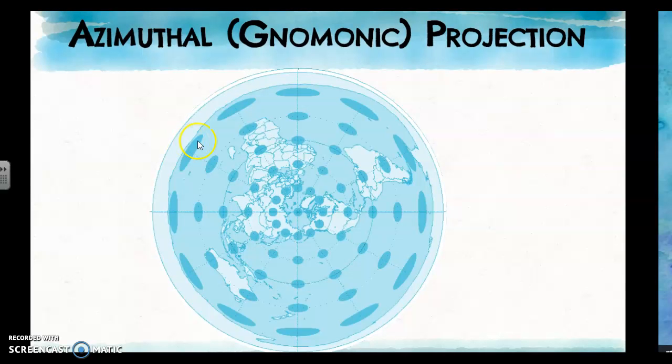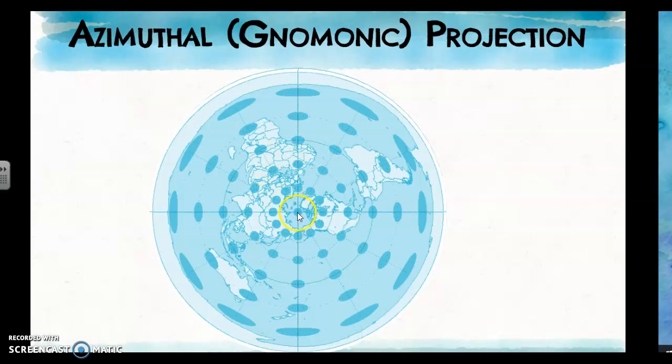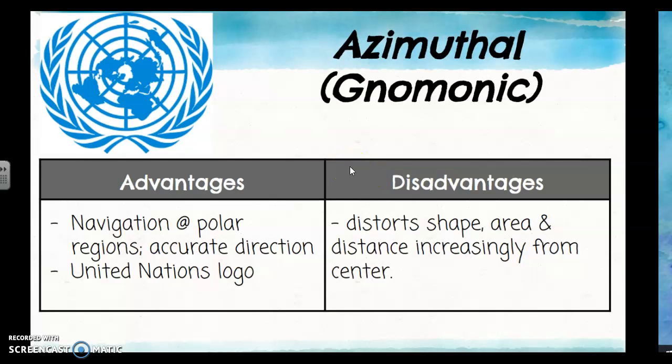So it does show accurate direction in these polar regions, but check it out. It's almost like you're standing on top of the world and you're kind of looking down at it. And so shape, area, all of this gets massively distorted as we move away from the central pole here in the center. So you may not even be able to recognize the continent of Africa or North America or South America here. But like I said, even though it may be good for navigation at those polar regions, it is increasingly distorting things like shape, area, and distance as you move out from that central polar region.